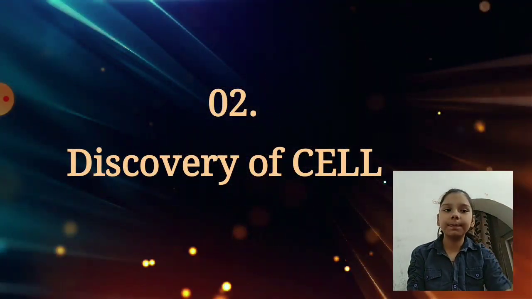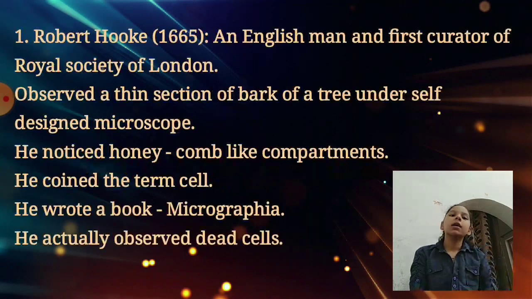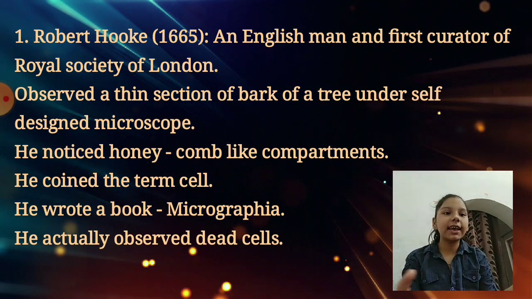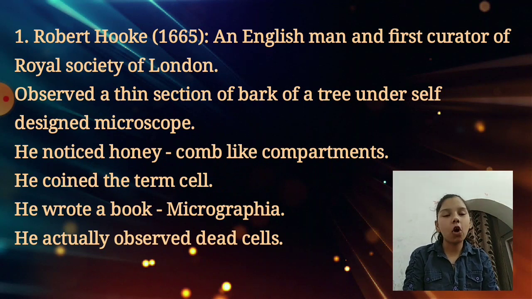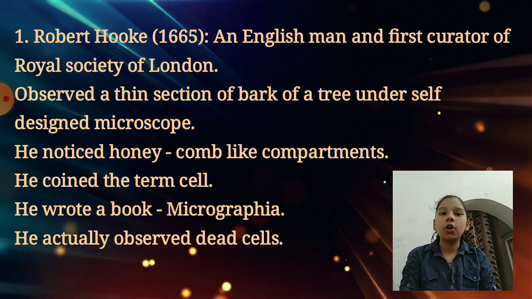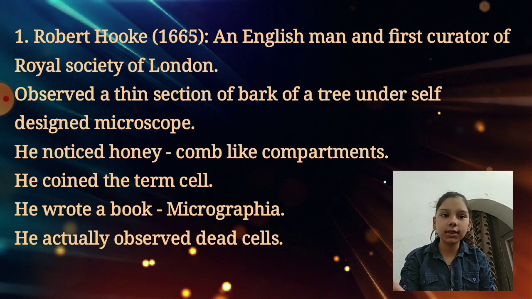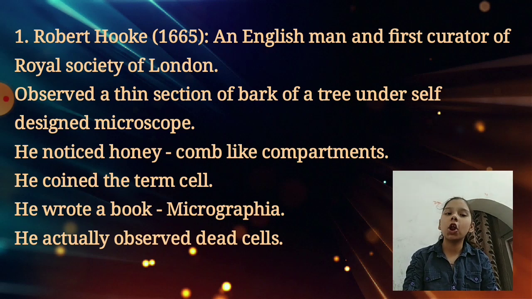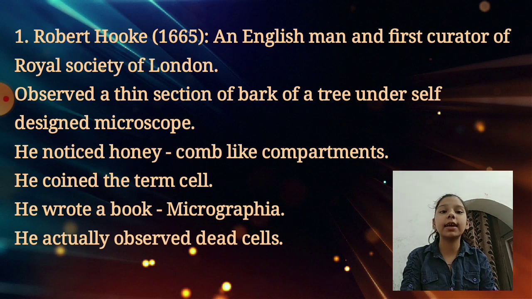So the next topic is discovery of cell. Discovery of cell is very important. So the lines noted here, you can note them in your copy also. First, Robert Hooke. If there is a question asking who discovered cell first, you can answer Robert Hooke. Robert Hooke in 1665, an Englishman and first curator of the Royal Society of London, observed a thin section of bark of a tree under a self-designed microscope. He had a self-designed microscope.